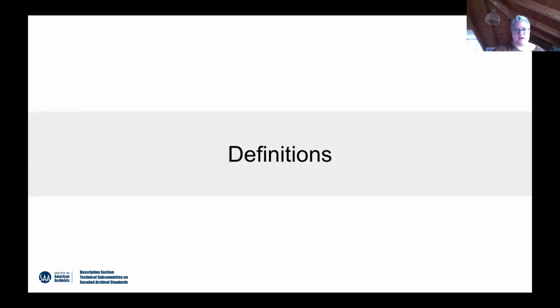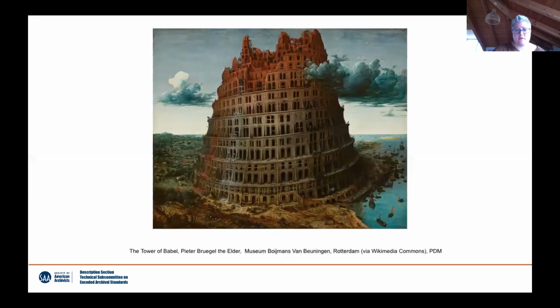What I want to start us with is just a few definitions so that we know what we mean when we talk about vocabularies. And this is an image of the Tower of Babel, because vocabularies essentially are what they mean. So they are means to translate from one context into another, and they are means for us to communicate with each other.